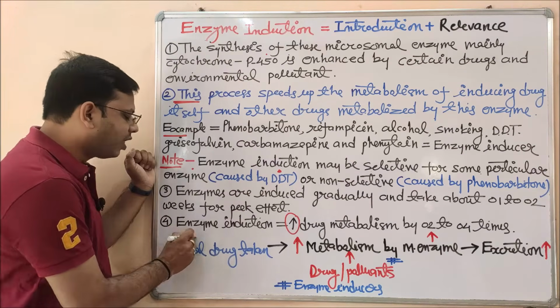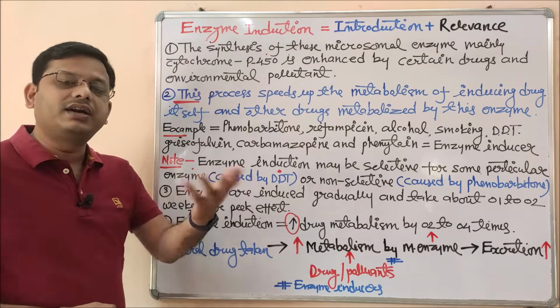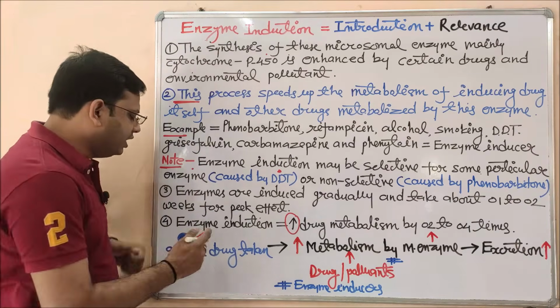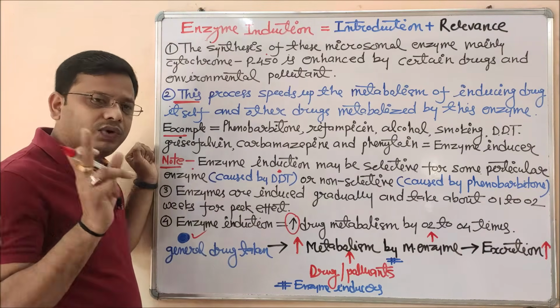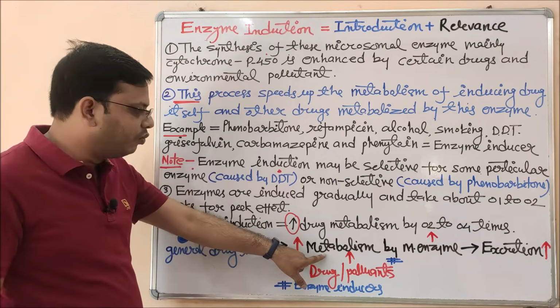Suppose this is a general drug taken. I am taking a single drug, and after some time I will take another drug, so I will have 2 drugs at the same time. So in general, what is happening here? Only talking about the one general drug: in case I am taking only a single drug, the drug will go for metabolism.